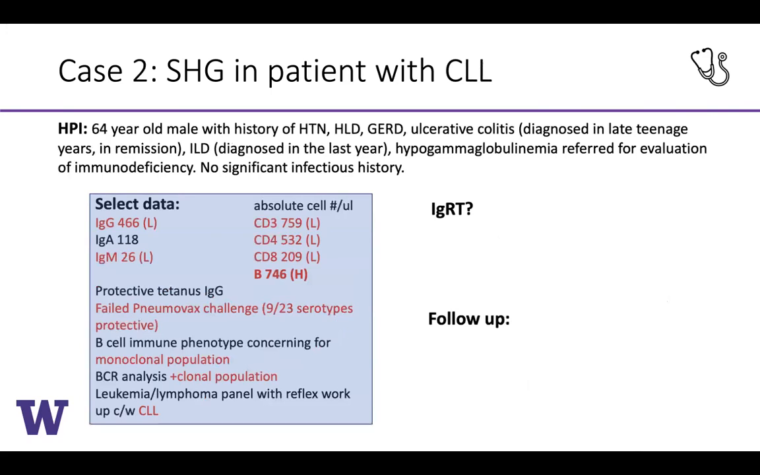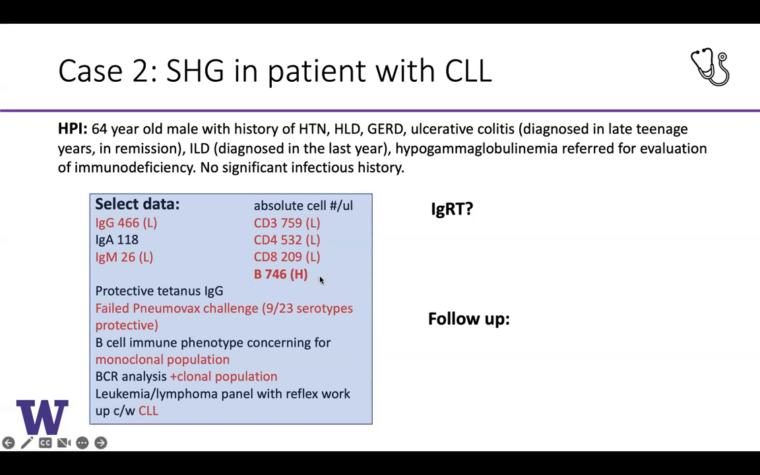So here's the patient with CLL. This was a 64-year-old gentleman who was referred to clinic for consideration of immunodeficiency. He had early onset ulcerative colitis as a teenager, more recently developed interstitial lung disease and pretty significant hypogammaglobulinemia. And so with him, we were actually concerned about inborn error of immunity. However, his workup unfortunately led to a diagnosis of CLL.